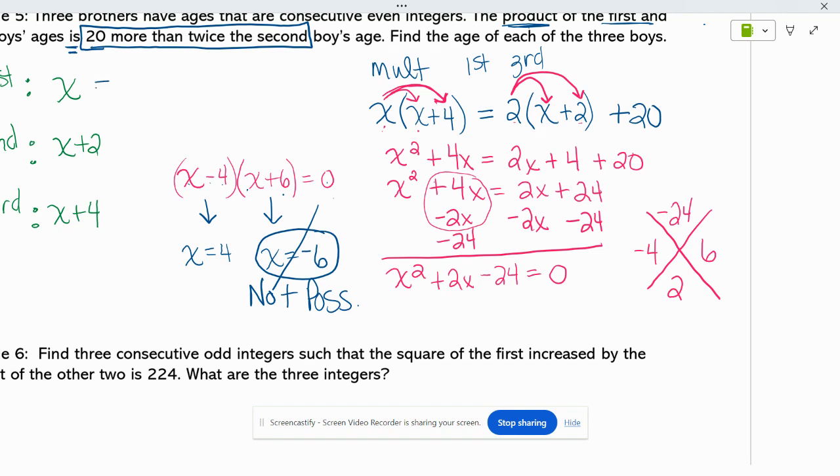So what is the age of the first boy? 4. What is the age of the second? And the third? 8. Look at that. You found out how old those brothers are from that horribly crazy word problem. I'm so proud of you. We have one more. One more.